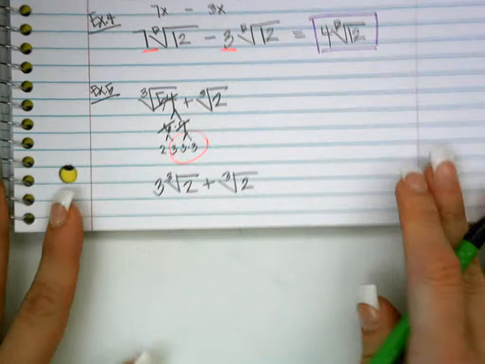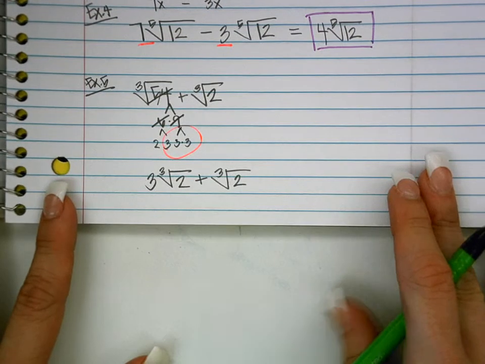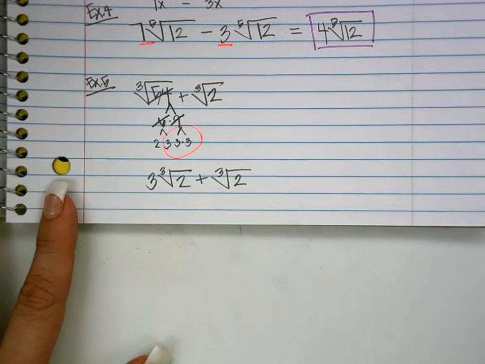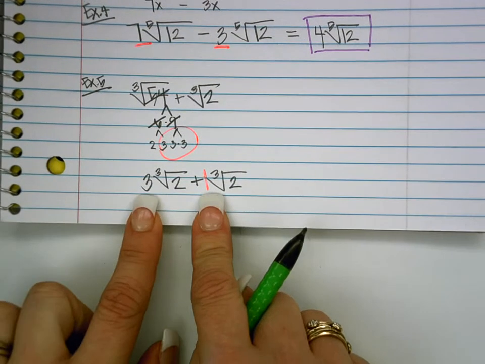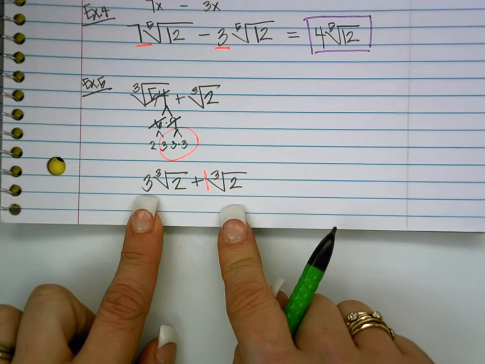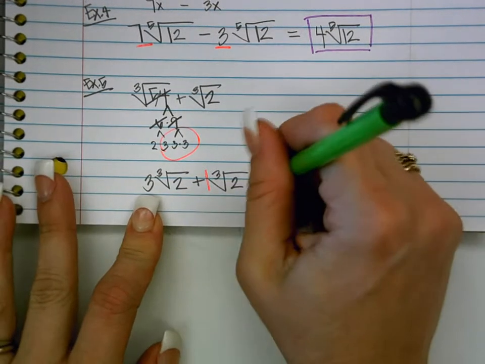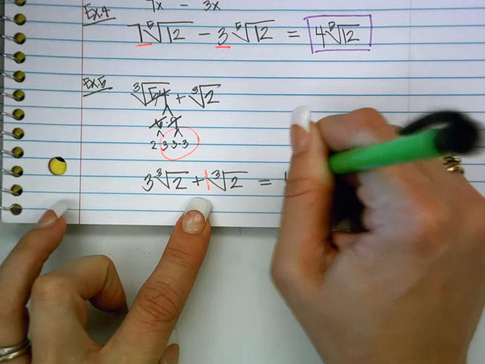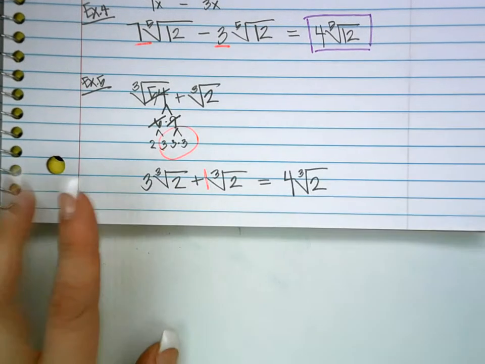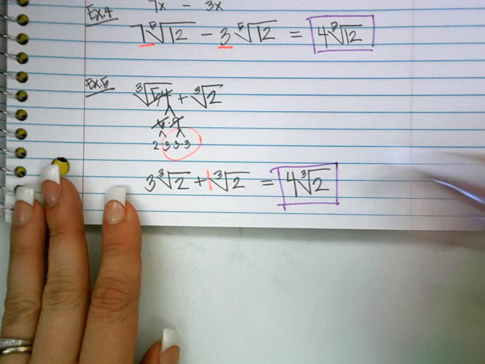Now are they like terms? Yes. What's the coefficient in front of this? A 1. So really, all you're doing is adding together these coefficients. This one is subtract, this is just add. So what would this give you? 3 and 1 is 4 cube root of 2. That's the answer that we're looking for.